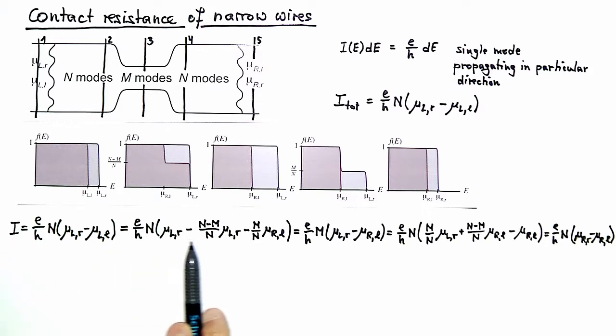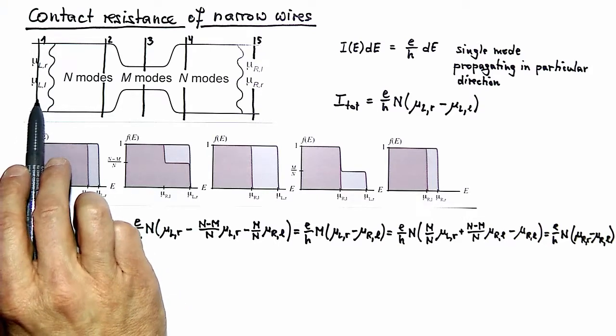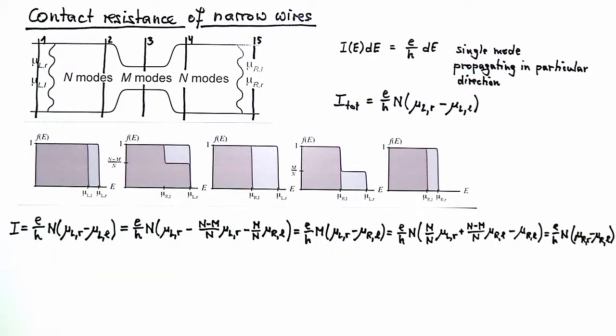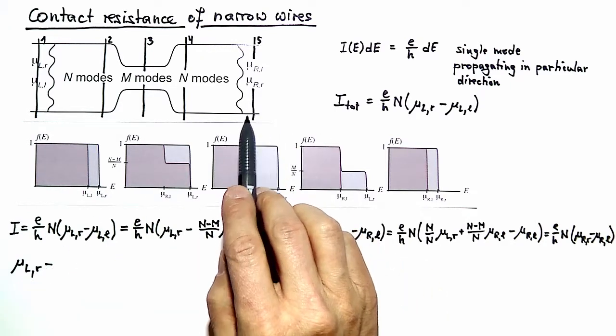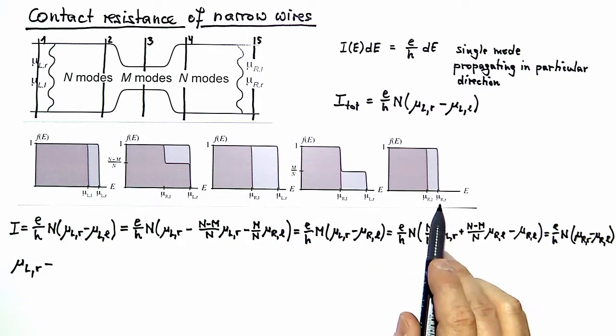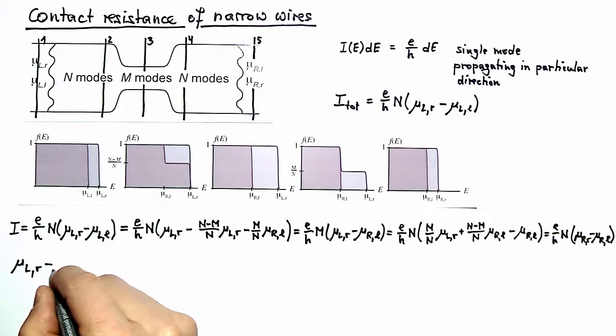So this is current conservation in this structure. We can use this current conservation now to work out the voltage differences that an electron encounters that, for example, moves from the left to the right. This voltage difference would be given by the starting chemical potential, mu L right movers, minus the potential at which the electron ends, which is the right moving potential in the right contact, mu right contact R.